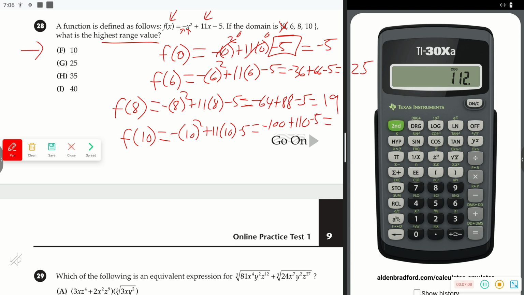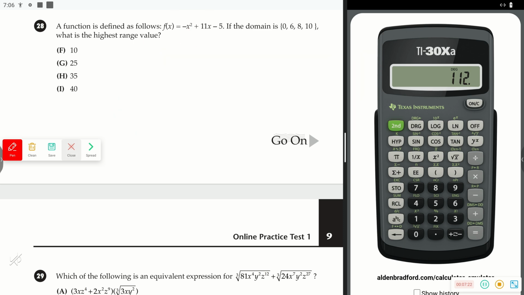And this is going to equal 5. So if we look at our final answers, 25 was the highest value we had. So the answer should be G, 25. And that is number 28. Next one.